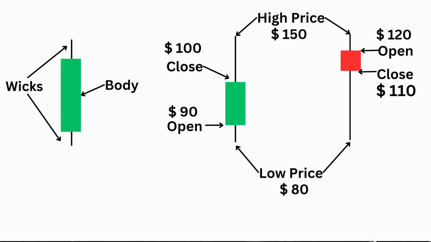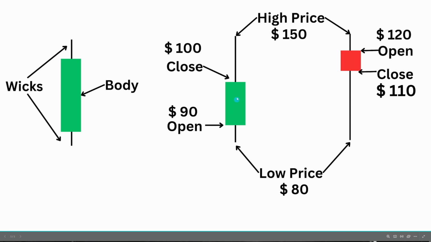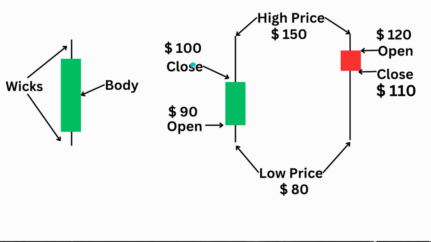Here is another example. Let's look at this candle out here. This is still a bullish candle. It opened at 90, closed at 100. But look at the shape. It is very different from the shape that we had earlier. The candle body is small and the wicks are much longer. That is because the gap between the opening and the closing price is less. That's why the candle body is smaller.